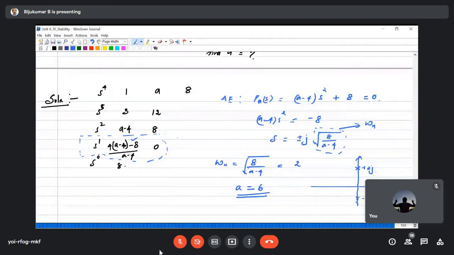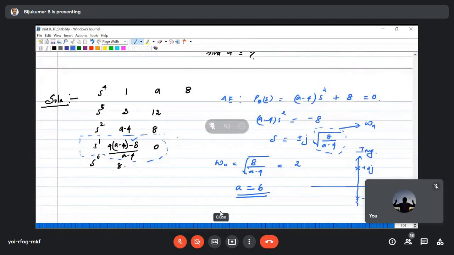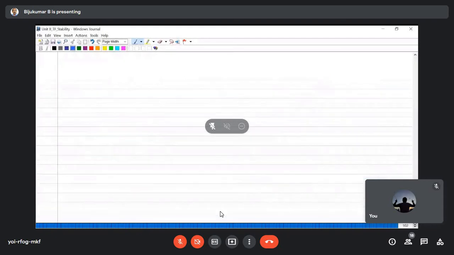Okay. So hope everyone understood this concept. This is the previous GATE question. Solve one more problem. Not on this question.